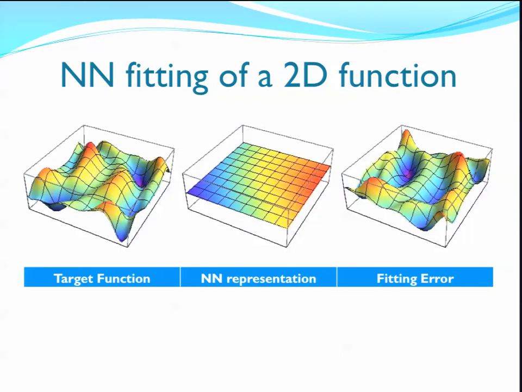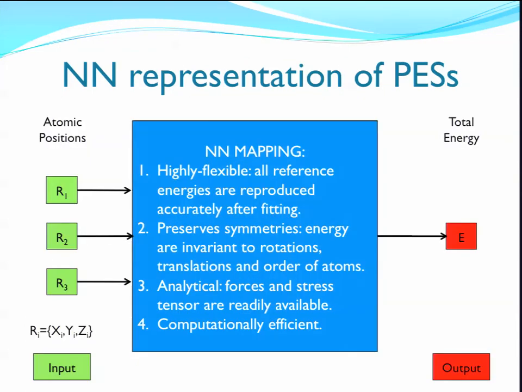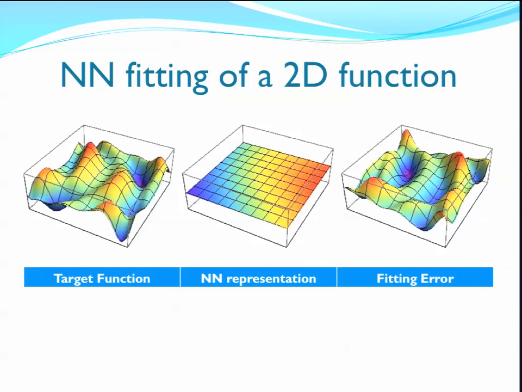Okay, so here I have an example of neural network fitting for a two-dimensional function. Let me just show you this movie, how a neural network can optimize a two-dimensional function, how it can represent two-dimensional functions. So here we have a neural network representation of this target function, and this is the fitting error.